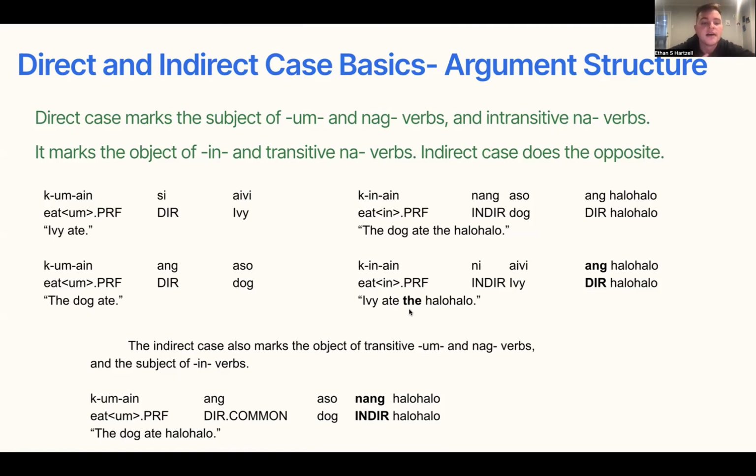The indirect case can also mark the object of transitive nog verbs. So kumain ang aso ng halo-halo. The dog ate halo-halo, where halo-halo is marked with nang. And note also that we translated that with a bare noun in English instead of with a definite article.